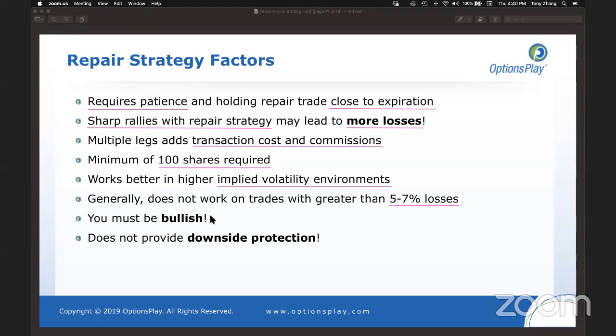And lastly, you have to remember, with repair strategies, you must be bullish. You must believe the stock is going to rally, and you have to believe it's going to rally somewhat slowly, because if you expect it's going to rally very quickly, it doesn't quite work. And I'll show you that in a few minutes. And lastly, this strategy does not provide you with any downside protection. Once again, I seem to get the feeling that many people put on a repair strategy believing that it's going to somehow also prevent further losses, and that's not what this strategy does.